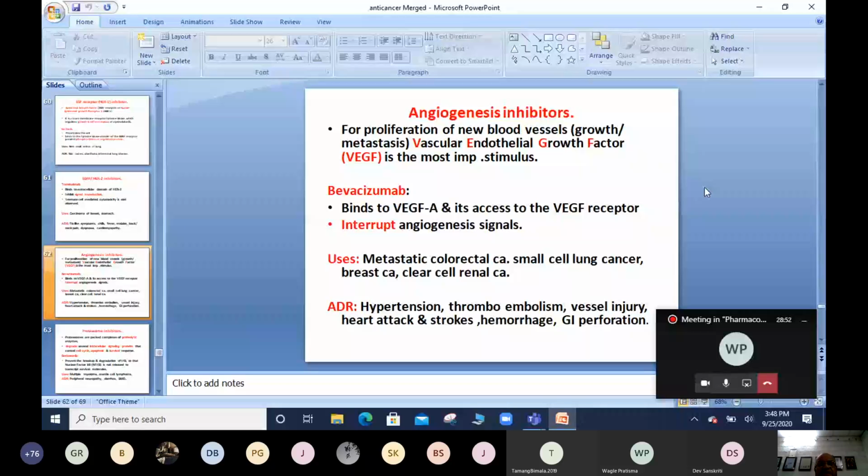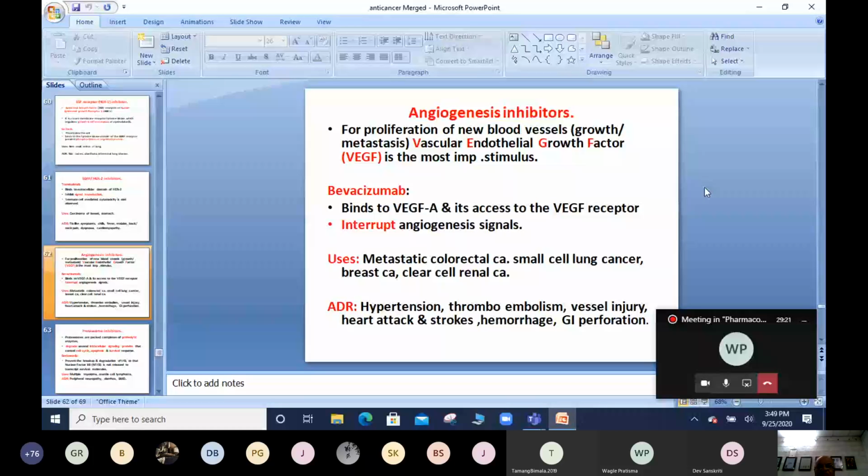So this is called VEGF. What is that VEGF? Vascular endothelial growth factor. This is the factor which is responsible for the proliferation of new blood vessels. VEGF, vascular endothelial growth factor, is the target here. What are the drugs?